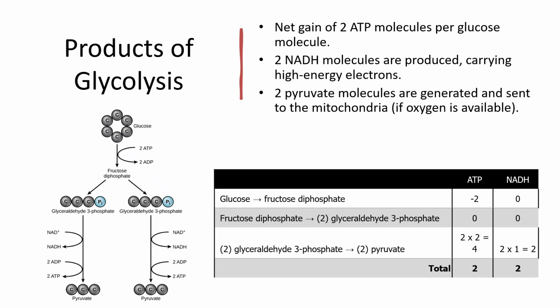From a single glucose molecule, glycolysis yields a net gain of 2 ATP molecules, which can be used immediately. Also generated are 2 NADH molecules, which store high energy electrons for use in later steps of respiration, and 2 pyruvate molecules, which act as the doorway into the next phase of cellular respiration if oxygen is present. Even though glycolysis doesn't make a lot of ATP, it's fast, and it sets the stage for more energy production later on.